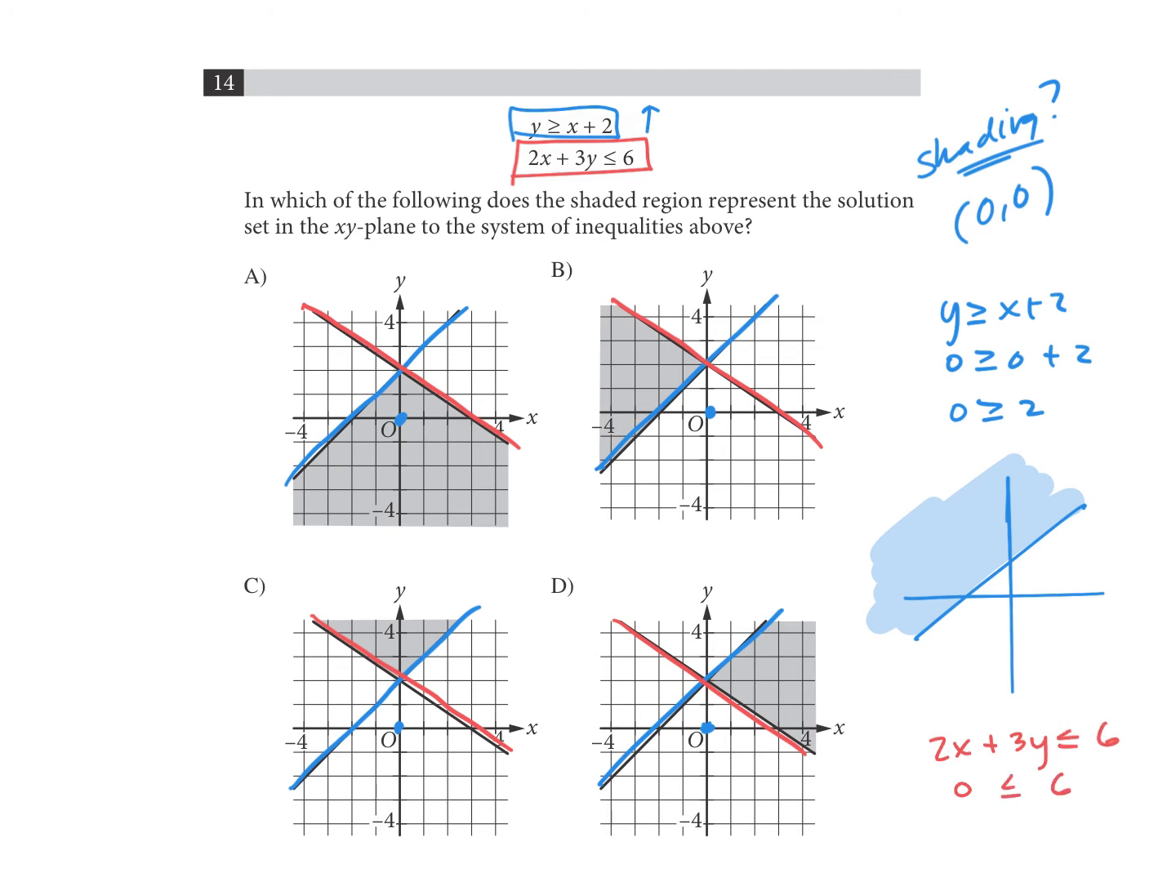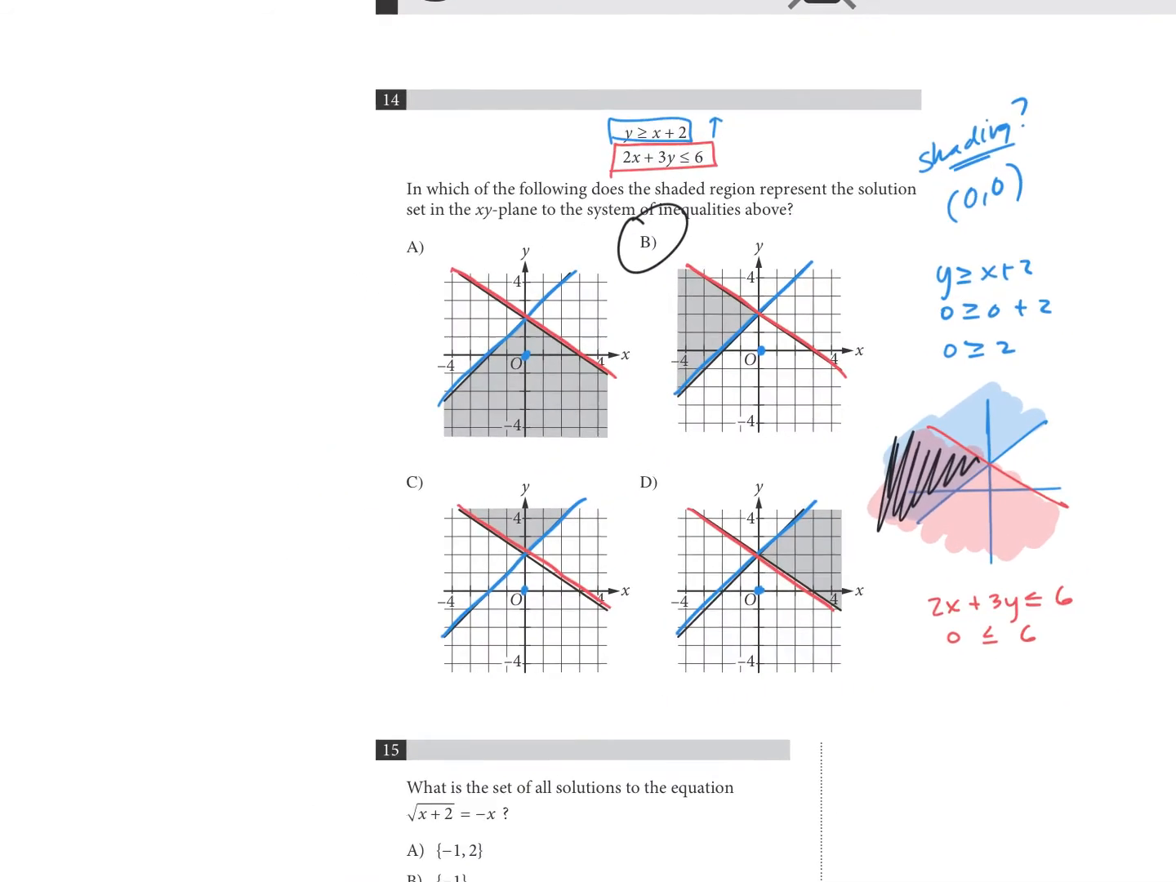0 is less than 6. That is true. So for the red graph, which sort of looks like this, I'm going to shade below it. I'm going to shade on the side that (0, 0) is. So then for the solution, I'm looking for a graph that's got this part here shaded, and that would be B.